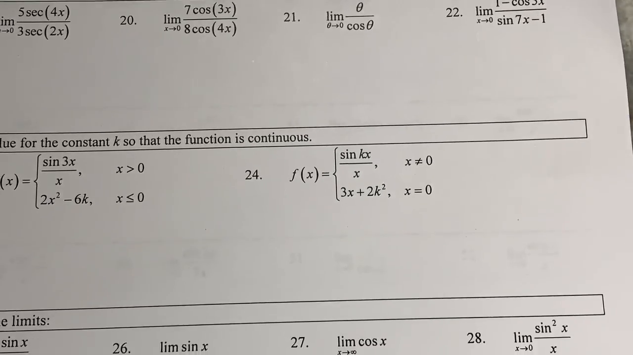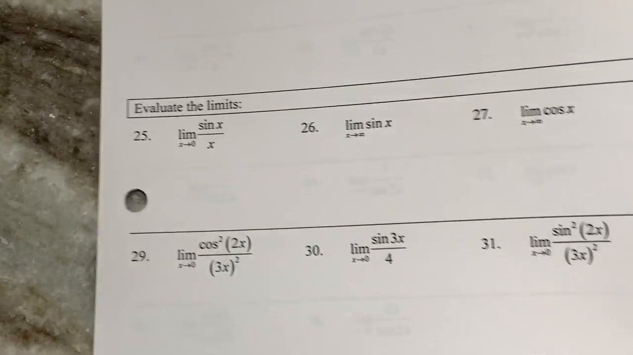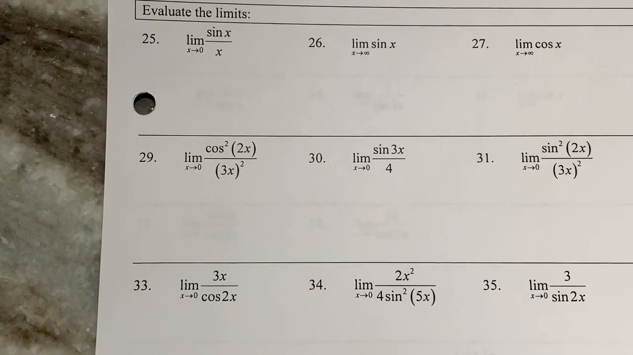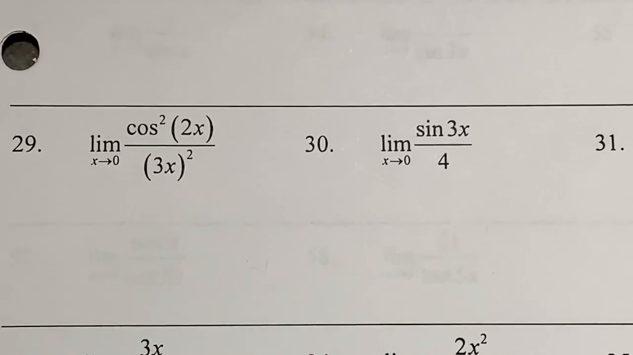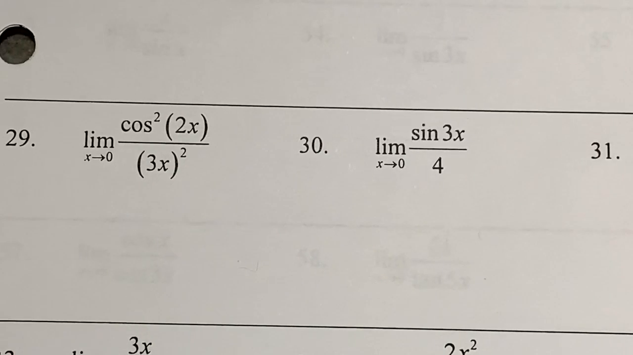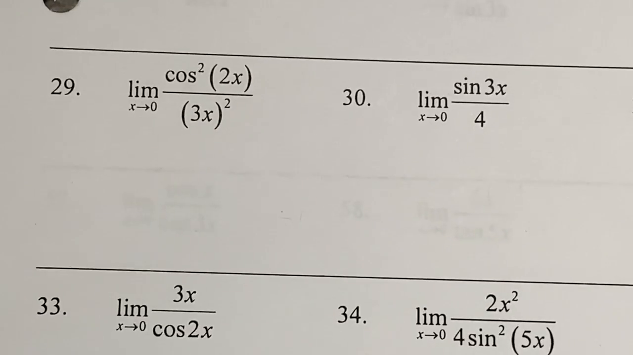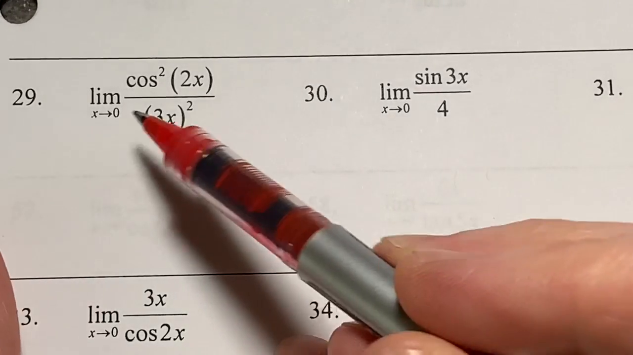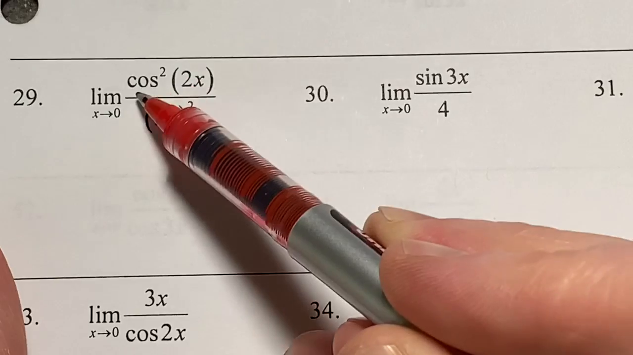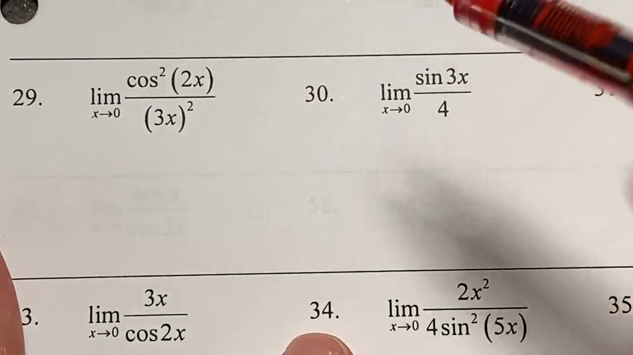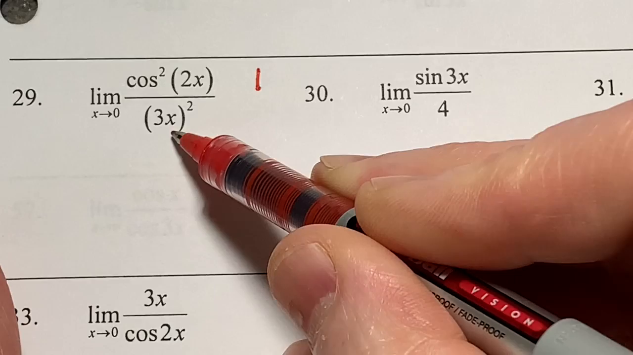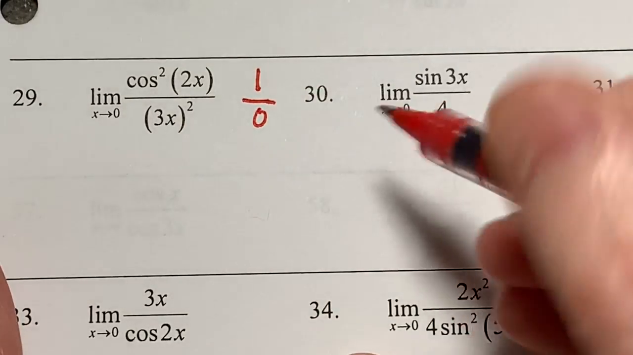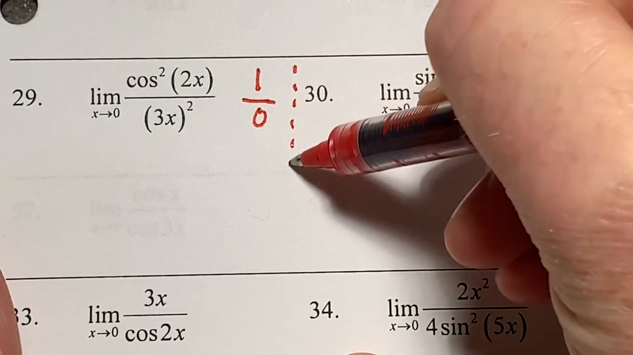How about 29? I see people a lot of times right off the bat on 29, they look at it and they go, oh man, why don't we just split it up right now? Well, you haven't even bothered to check. Again, you have to check. If I plug a 0 in there, 2 times 0 is 0. Cosine of 0 is 1. 1 squared is 1. 0 on the bottom. 0 times 3 is 0. 0 squared is 0. What does that mean? That means there's a VA because it's undefined right there, and there's a number on the top.